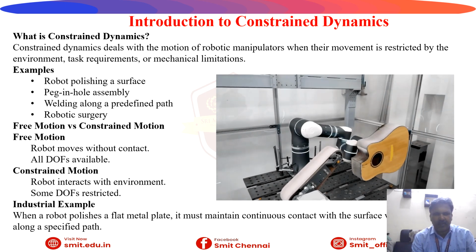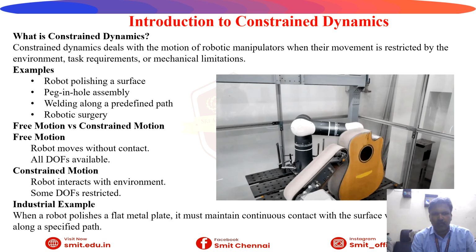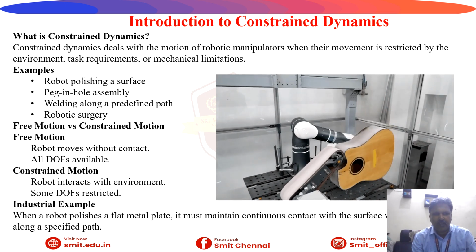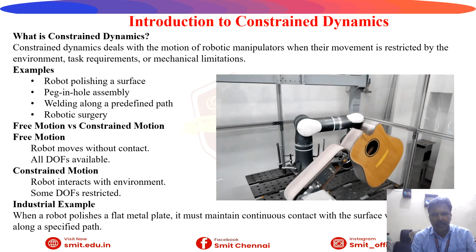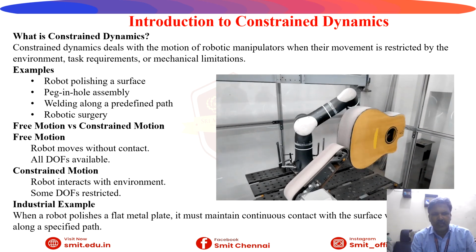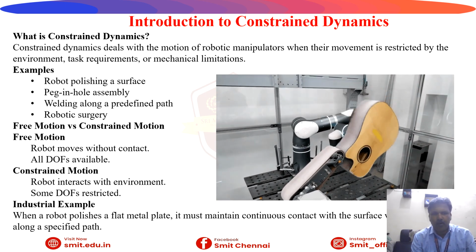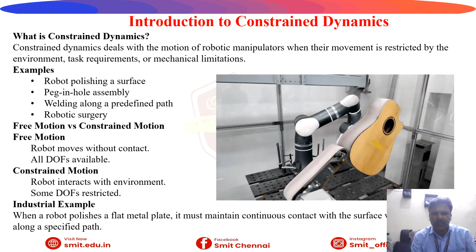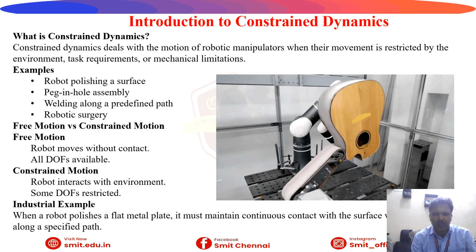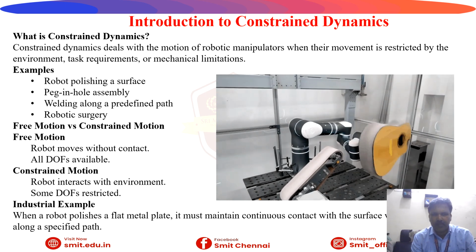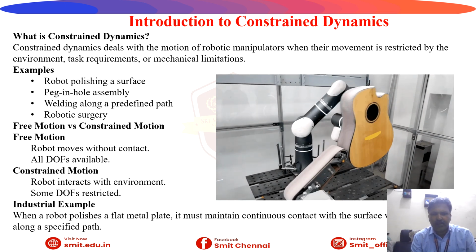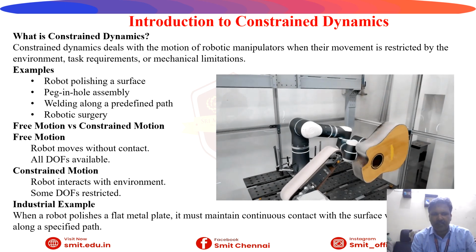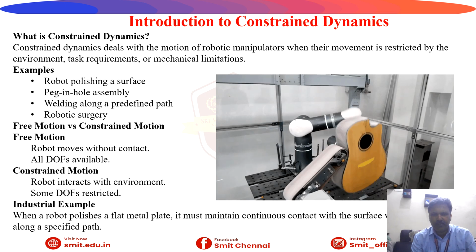Free motion versus constrained motion. When the robot moves without contact, that is free motion. Everybody knows that, without any restrictions, all DOF, that is all degrees of freedom, will be available. Then constrained motion: the robot interacts with the environment and some DOF are restricted, that is, only a few degrees of freedom are allowed. An industrial example: when a robot polishes a flat metal plate, it must maintain continuous contact with the surface along a specified path.